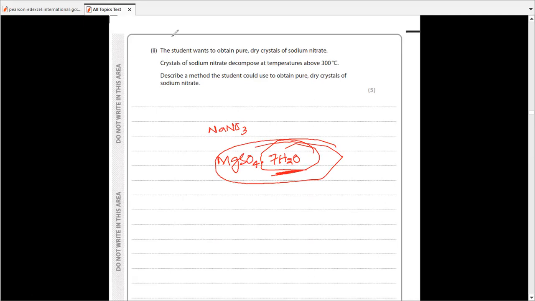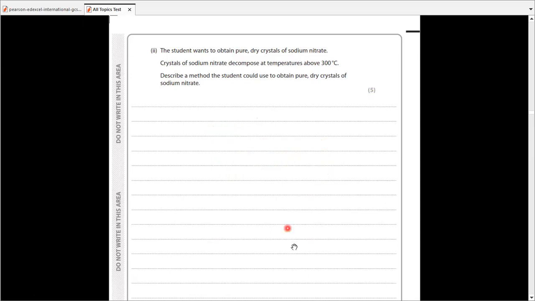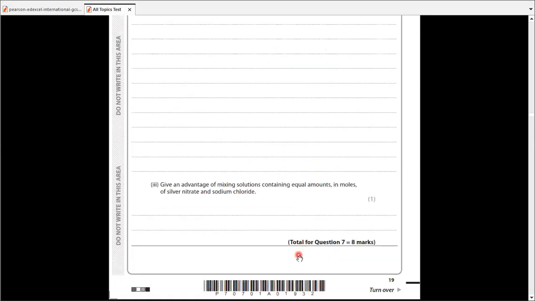But for this specific question, as there are no water molecules attached, this is simple. You can just dry it and then you're done with all 5 marks. I hope that makes sense. Yeah, good. Moving on.